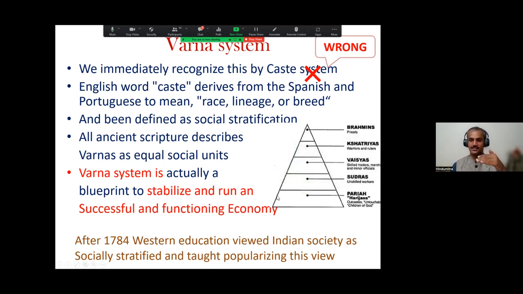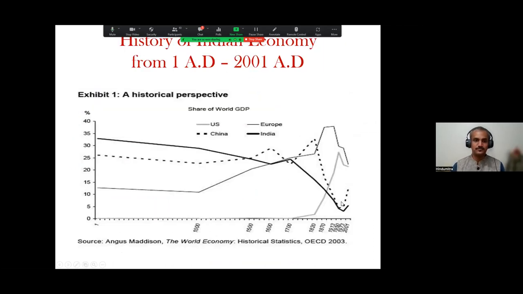So what they did is, from the ancient existing equal system, the Westerners turned it into a hierarchical system, where they put the Brahmins first, and they created a new word called Paraya, which in current times turned into Dalits. And this is how they stratified Indian society, which is completely untrue.